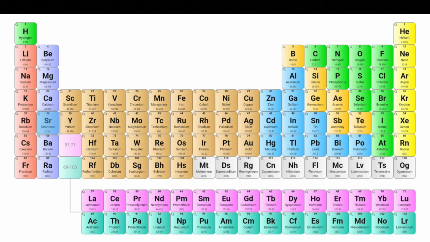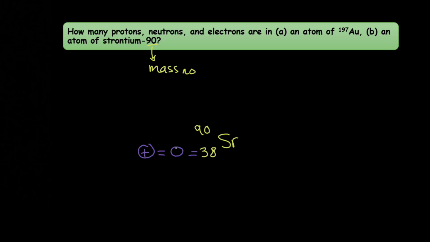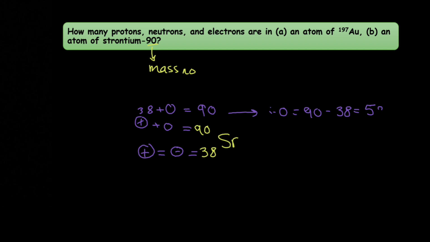Now consider strontium-90. The atomic number of strontium listed on the periodic table is 38. Thus, all atoms of this element have 38 protons and 38 electrons. The number 90 is the number of protons and neutrons. The strontium-90 isotope has 90 minus 38 equals 52 neutrons.